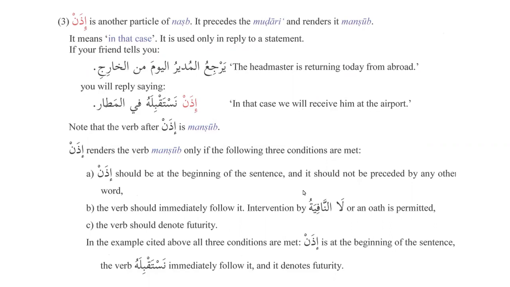So we have already learned about lan, and we have learned about an, and we have also learned about kay. And this is the last one, the fourth one, which is called idhan. It has some rules that we need to know how to use it. Idhan, as we can see here, is another particle of nasb. It precedes the mudari and renders it mansub. That means it comes before fi'l mudari and makes it mansub.